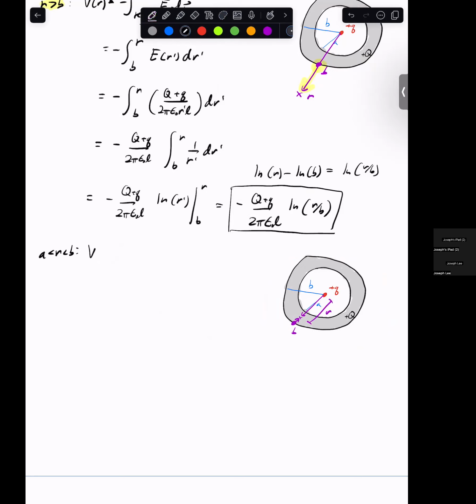In this case, we set up the same integral. Again, the reference point can't change, so we're going from b to r again. However, in this case, the electric field is really easy. We're just going to be integrating 0. This is because we're inside a conductor, and we were also told in the problem that the electric field here is going to be 0. So with the reference point that we picked, we get a potential of 0 within the conductor.